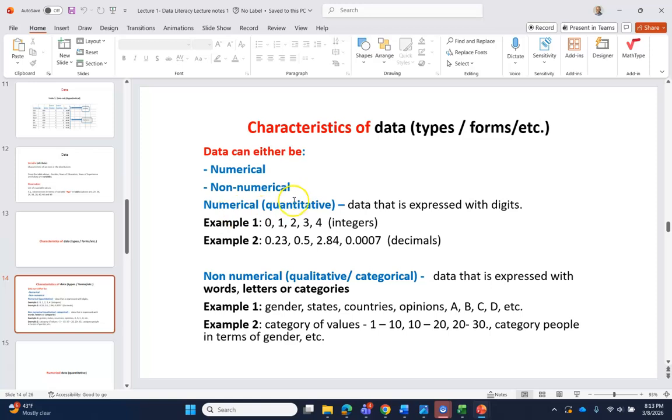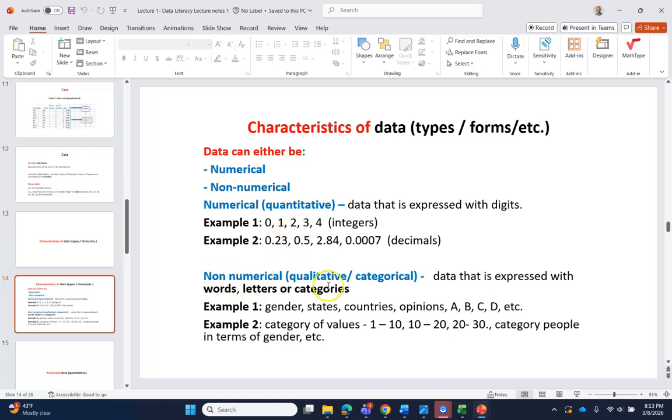So numerical data, sometimes we call it quantitative data, has numerals, like we have 0, 1, 2, 3, 4, and these are integers, but also they can have decimal points, but still they are numerals. So we can have 0.23 and so forth, but they are numerical data because they have only numerals.